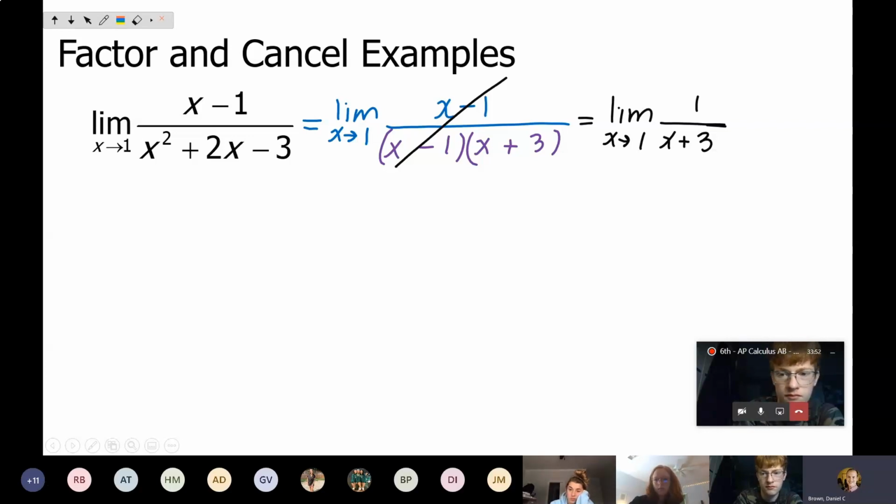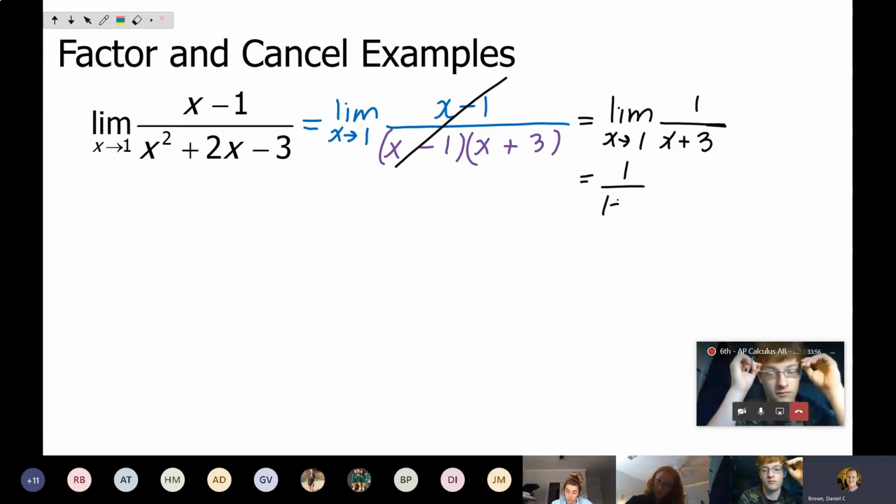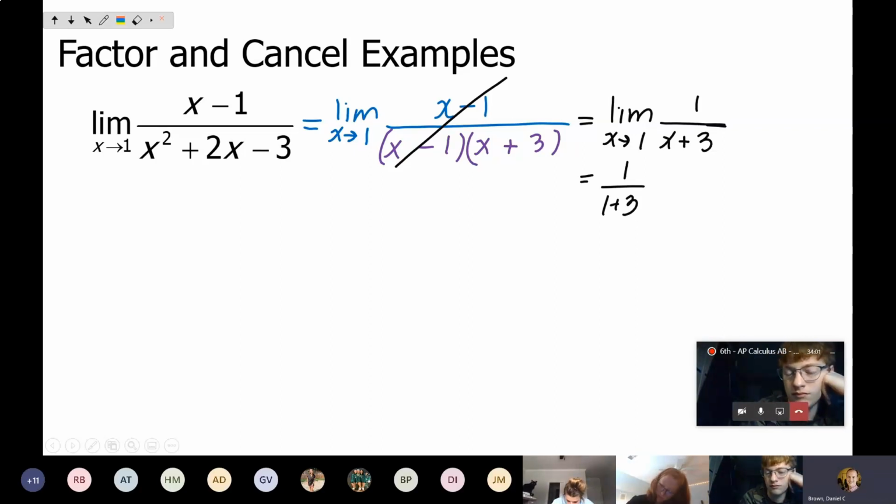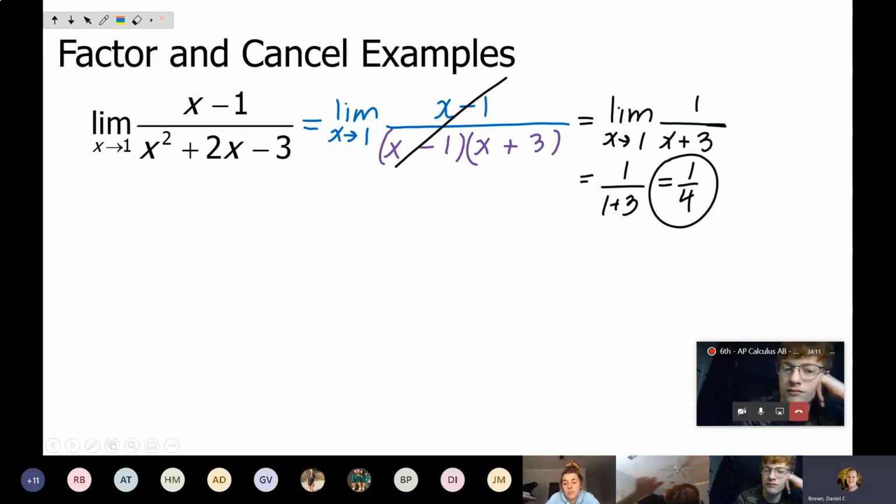Yes. When we plug it in, we're plugging in 1 for x, so I have 1 over 1 plus 3. Notice now I dropped writing the limit because I was able to plug it in, which is just equal to 1/4. So the answer to this limit was not 0 over 0. We factored, we canceled, and now we know that the limit is 1/4.